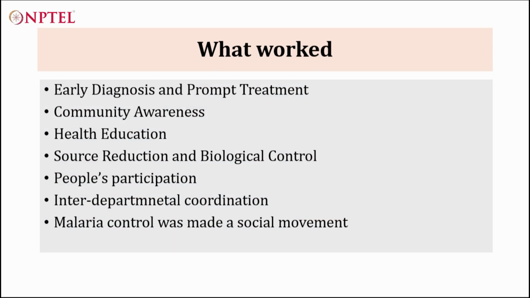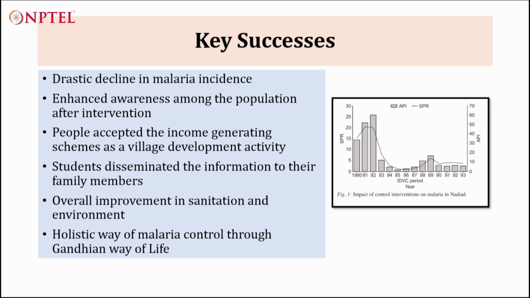And what worked was early diagnosis, prompt treatment, community awareness, health education, source reduction and biological control, people's participation, interdepartmental coordination, and malaria control was made a social movement. And the key successes: a drastic decline of more than 90% in malaria incidence, enhanced awareness among the population after the intervention, people accepted the income generating scheme as a village development activity, students disseminated the information to their family members, overall improvement in the sanitation and environment of the society, and a holistic way of malaria control through the Gandhian way of life.